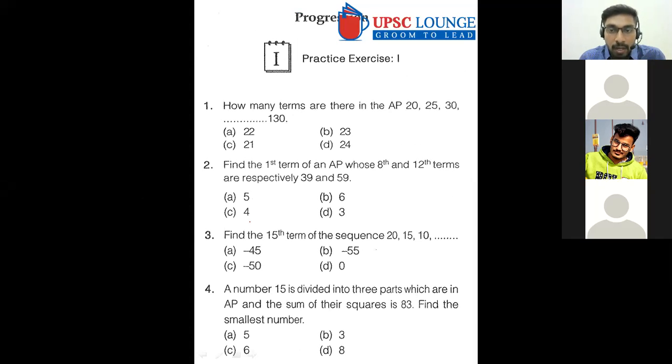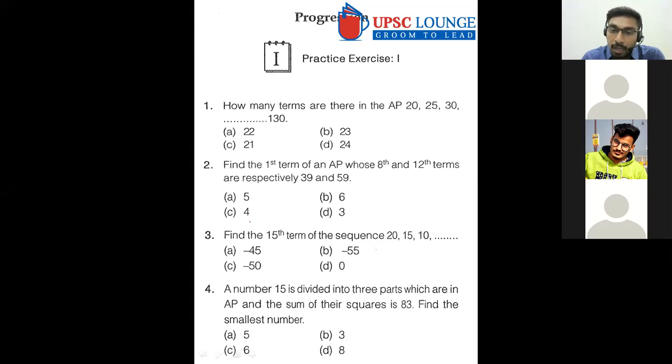Find the first term of an AP whose 8th and 12th terms are respectively 39 and 59. Means A plus 7D equals 39, A plus 11D equals 59. What will be the value of A? By solving these two linear equations, you can get the value of A and D. After that, you will get the value of A, that will be your first term.